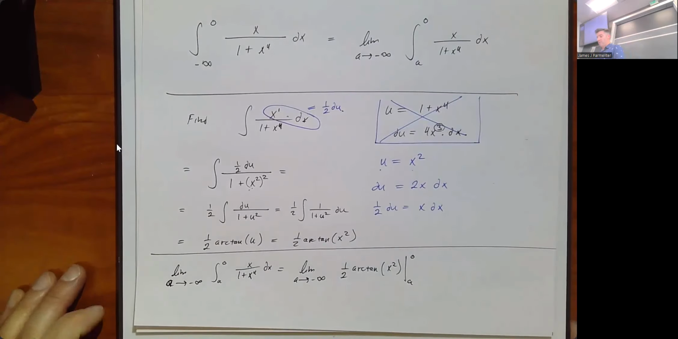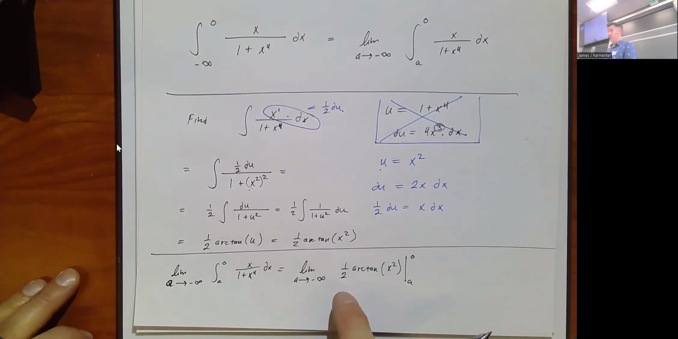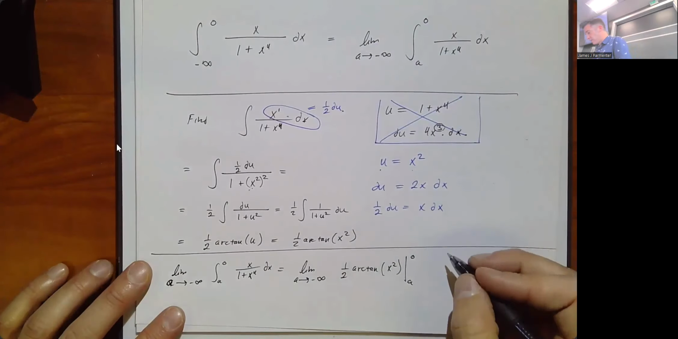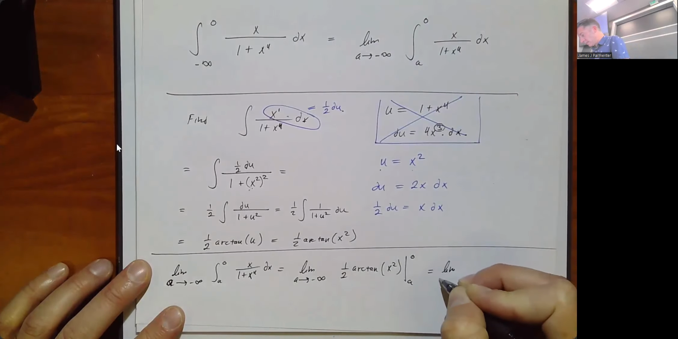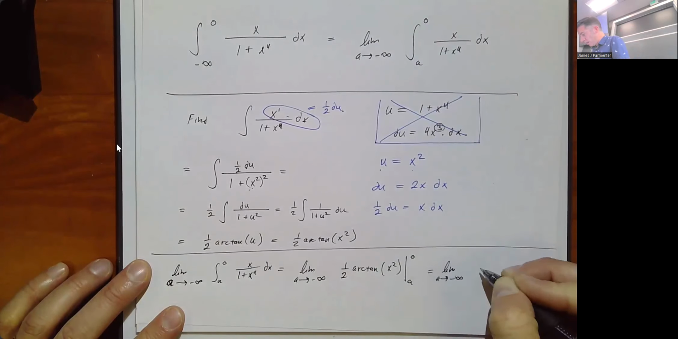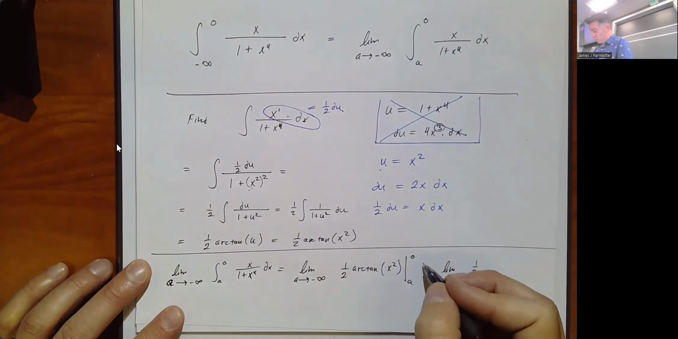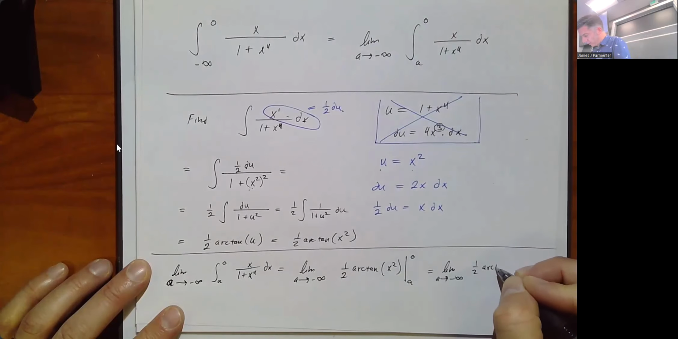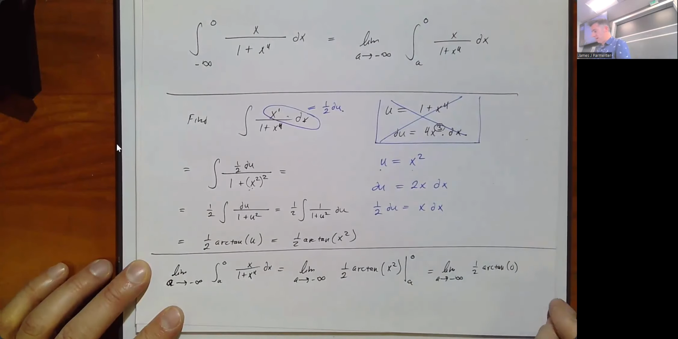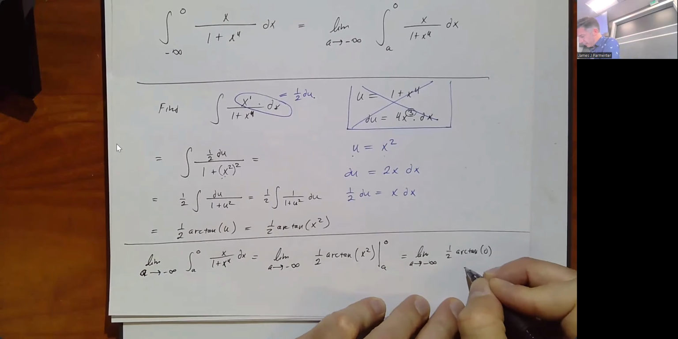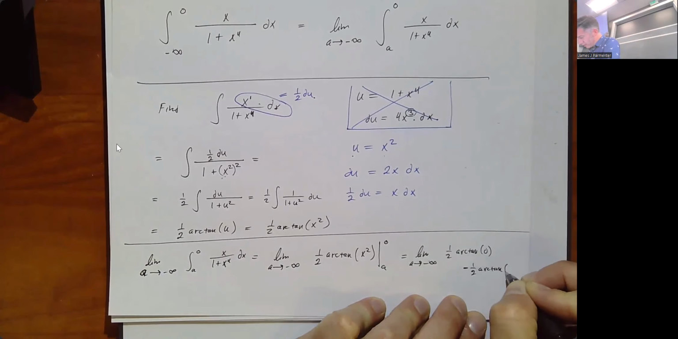Once you get comfortable with this, it's perfectly fine to skip this step and jump straight to writing the limit as a goes to whatever of 1/2 arctangent of your first value plugged in, minus 1/2 arctangent of a squared.